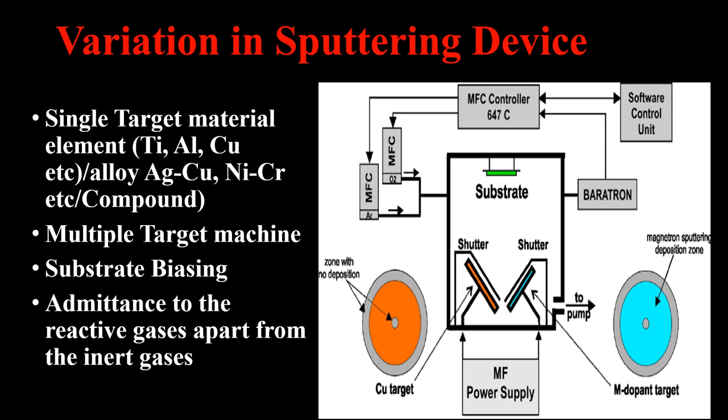So another thing is that the variation can be done by the admittance of reactive gases apart from the inert gas, okay. Like, you know, in order to get more complex films, as per requirement, we can incorporate different types of reactive gases inside the chamber, so they can get ionized, they can get evaporated, and they can react with the argon or inert ions, and they can get deposited onto the substrate. So with all this variation, we can get highly complex thin films.